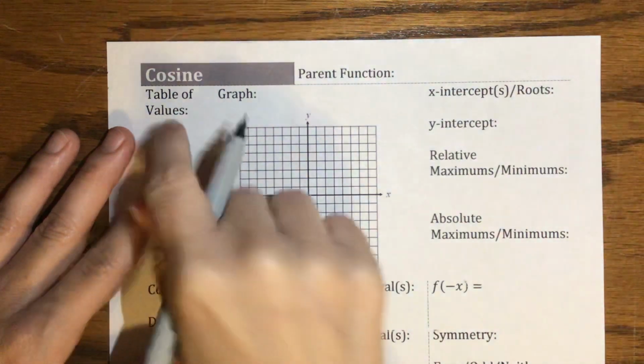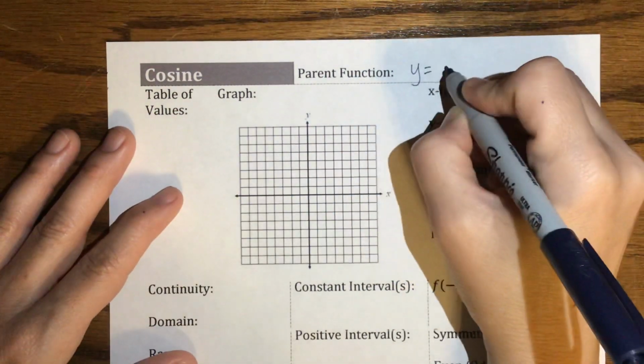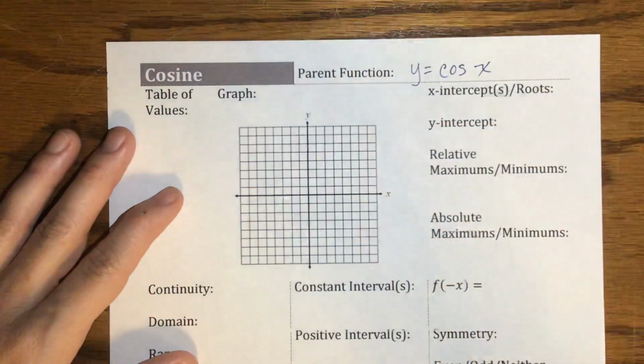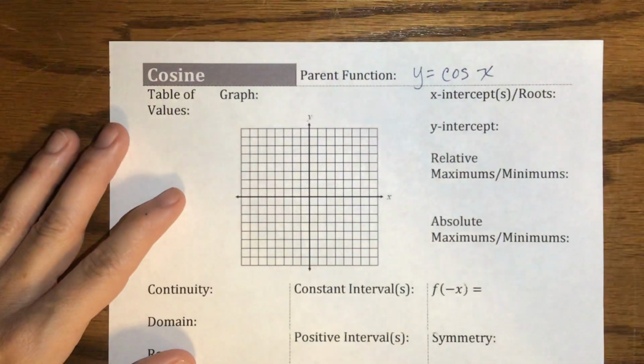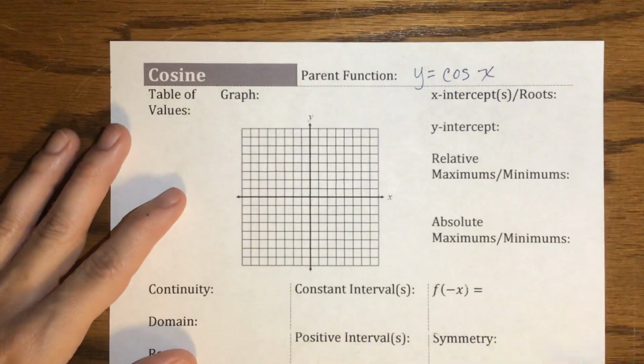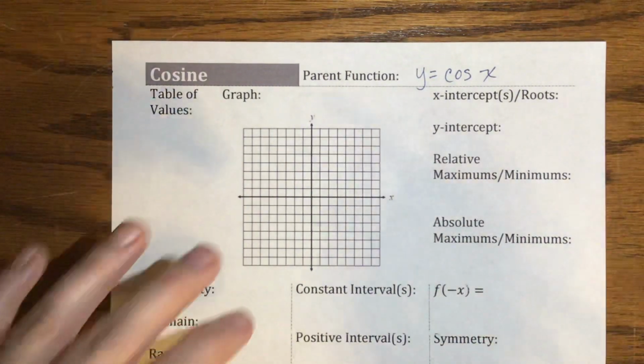Okay, we're going to do our cosine parent function just to keep it consistent. Again, I could have used f of theta equals cosine of theta. And then we're going to change our axes again.